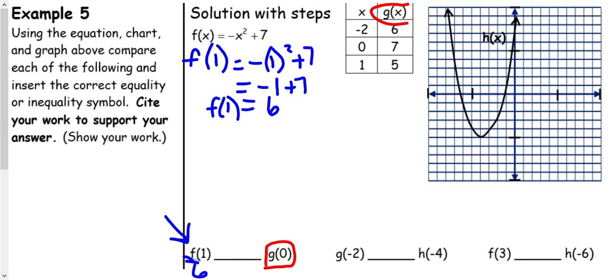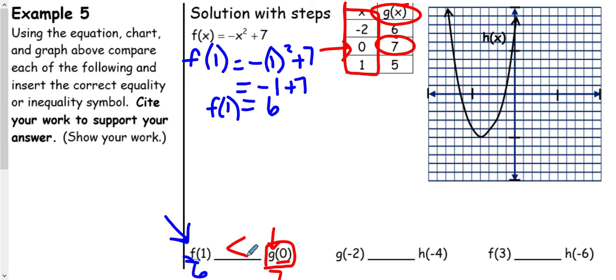We're going to use g of x because it had a g in there. And we're looking for x to equal what value? 0. So I'm looking down my x column. Here I found 0. So what's my value? 7. Good. Okay, so now we've got to compare this. Is 6 greater than 7? Is 6 less than 7? Or is 6 equal to 7? 6 is less than 7.